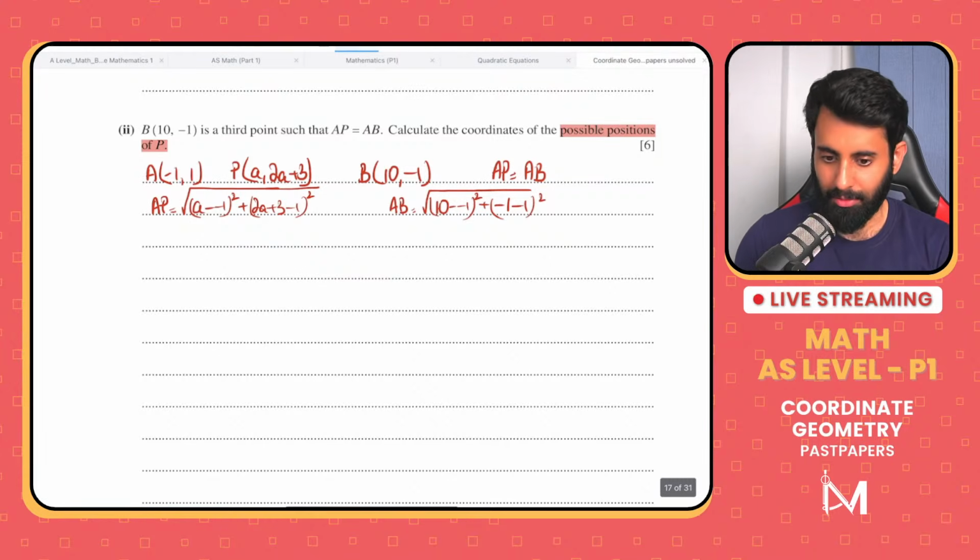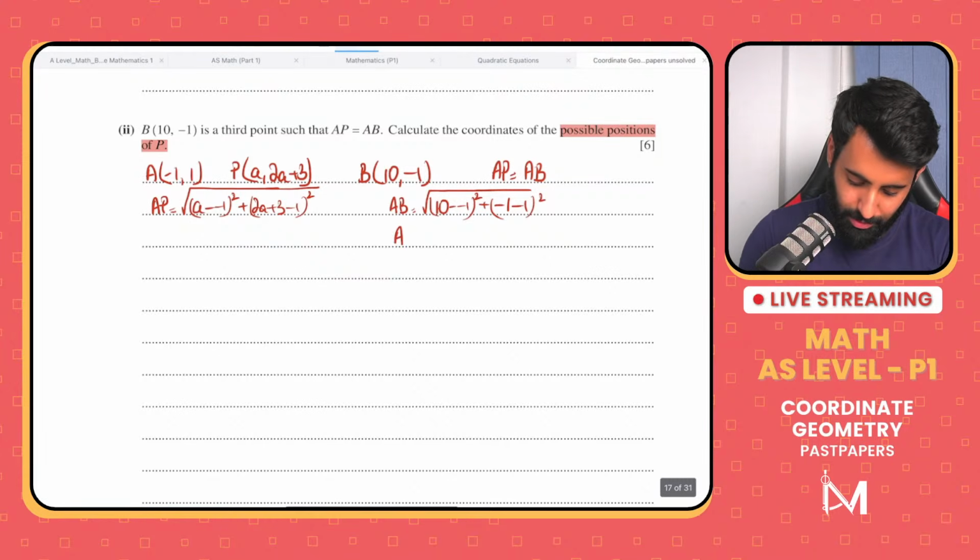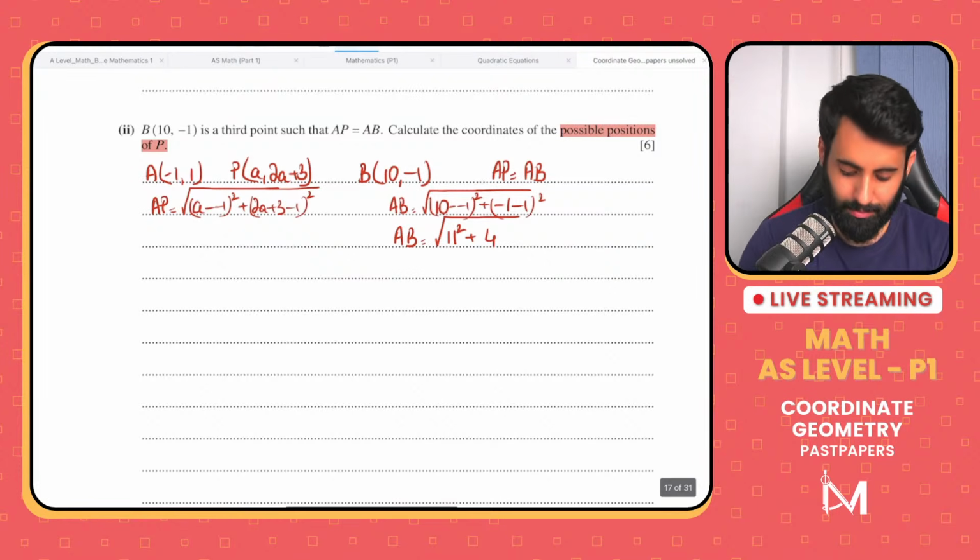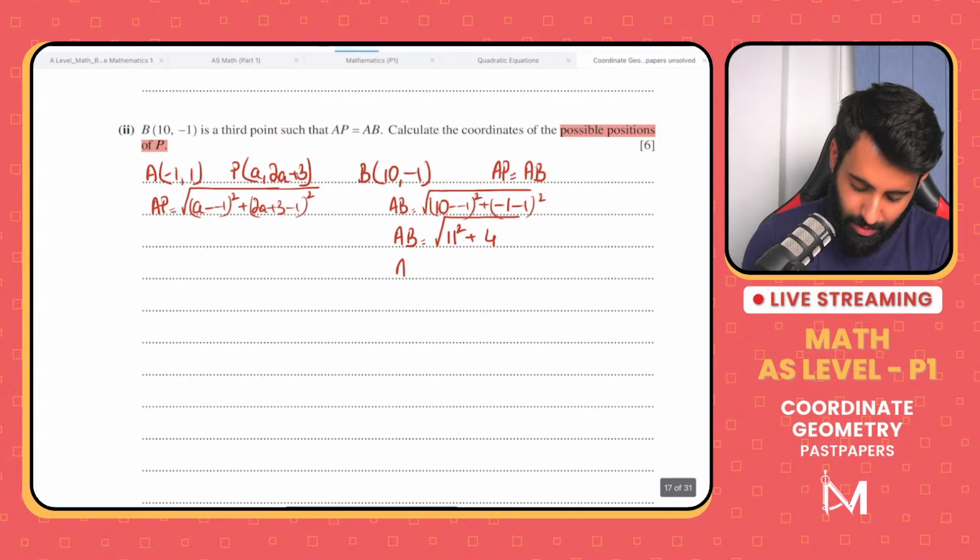Let me make sure that I've done everything correctly. Yep, so far so good. So AB is equal to the square root of 10 minus minus 1, which is 11 squared, plus minus 1 minus 1, which is minus 2, squared, so I'll just write down 4. Let's see what we have. 121 plus 4 is 125. So AB is equal to the square root of 125.